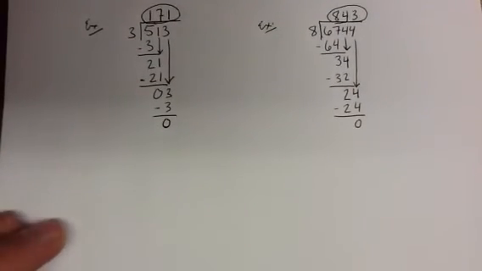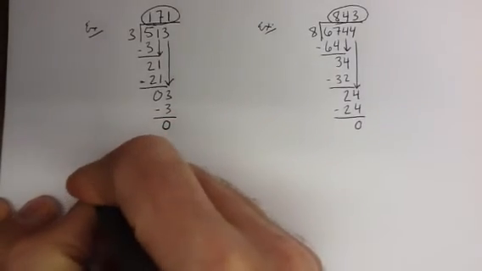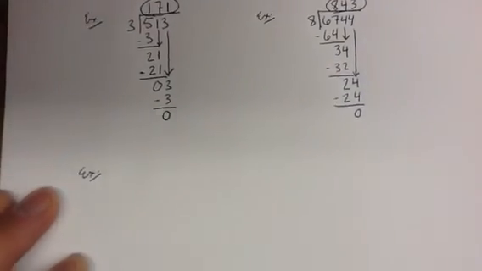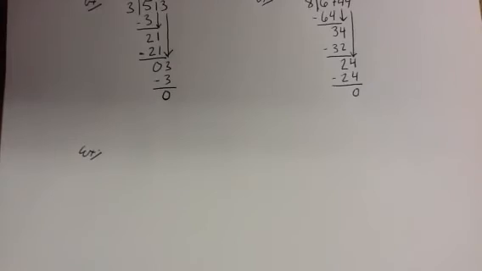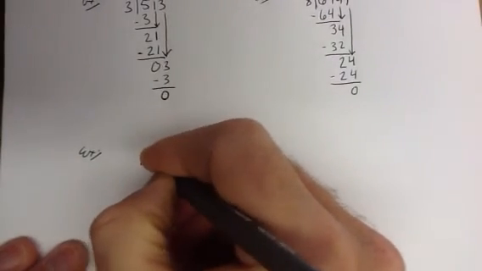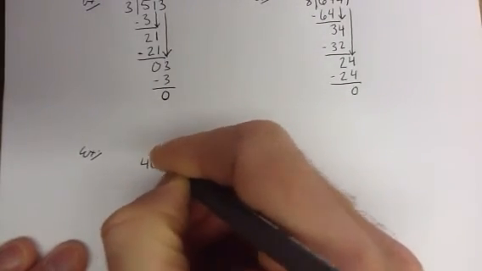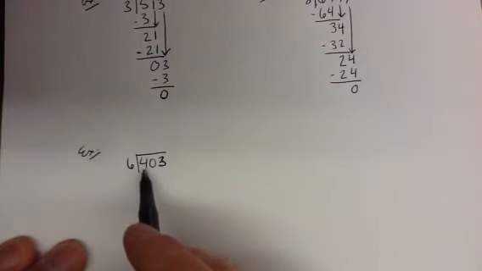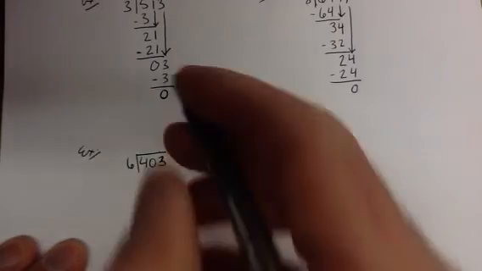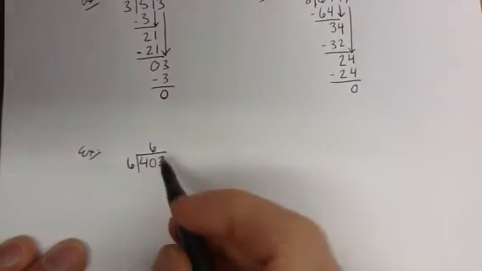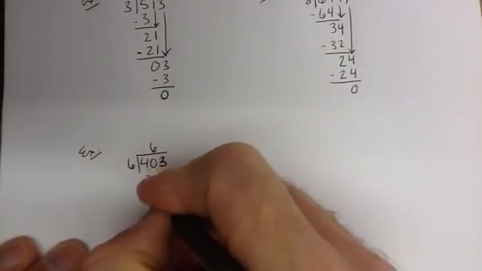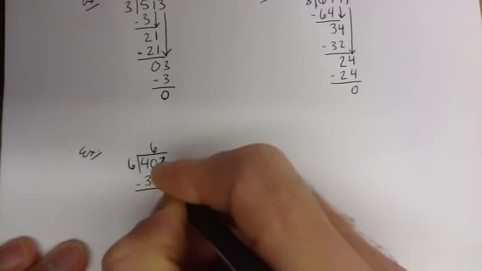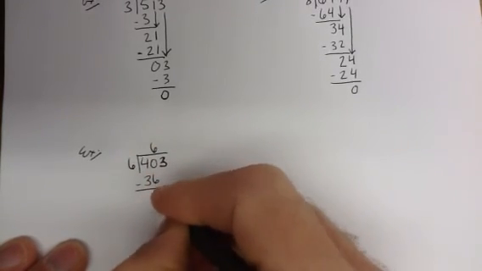One more example. Now in this example, we're going to look at what to do when it doesn't work out so nice. So let's take 403, and we're going to divide that by 6. Now how many groups of 6 can we get out of 4? Well, we can't. So we have to look at 40 now. How many groups of 6 can we get out of 40? Well, that would be 6 groups. 6 times 6 is 36. Subtract. 40 minus 36 is 4.